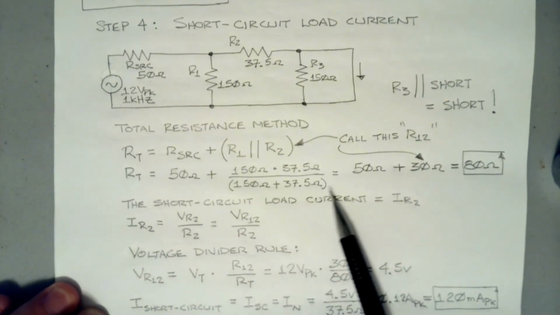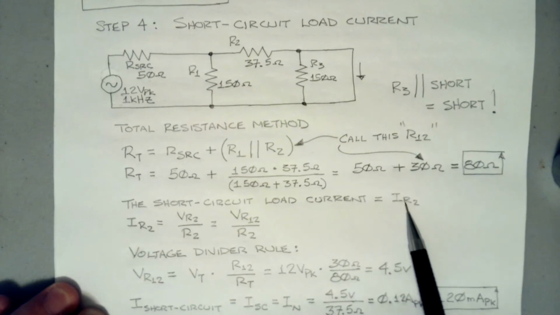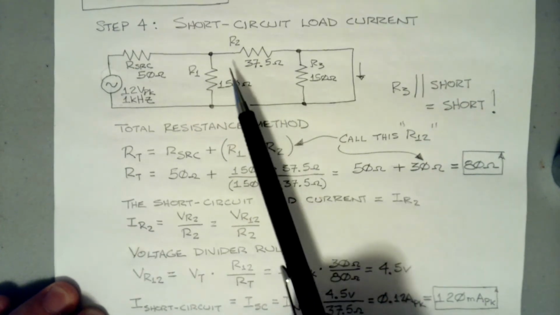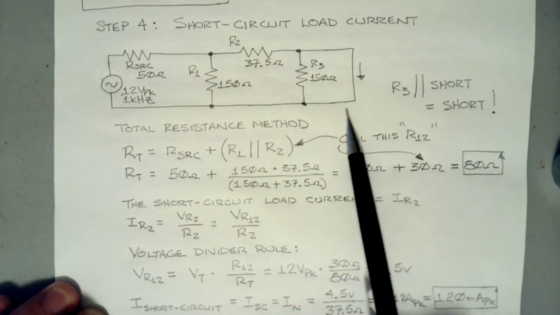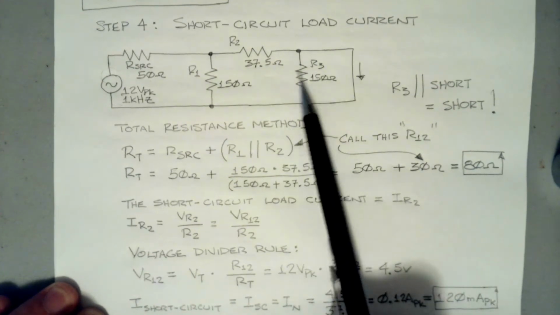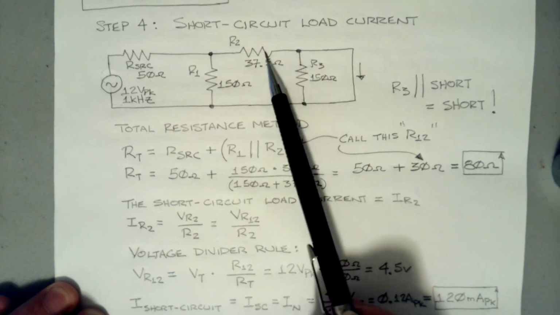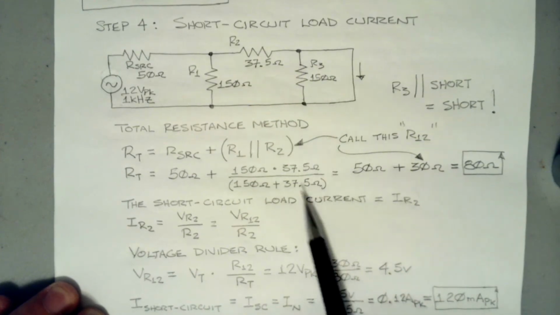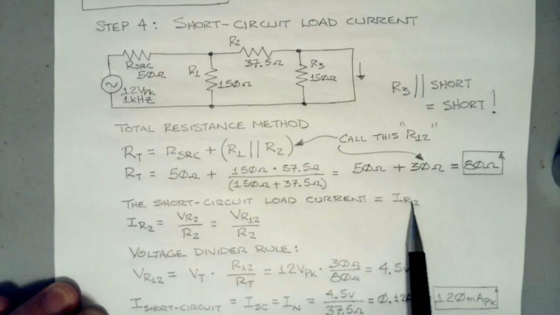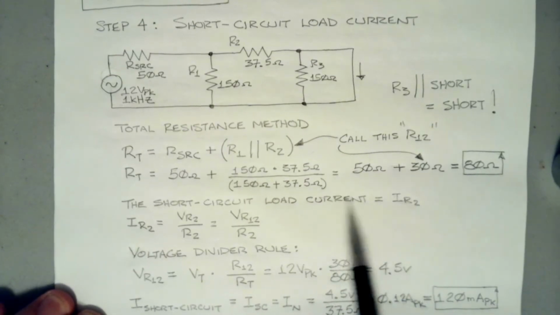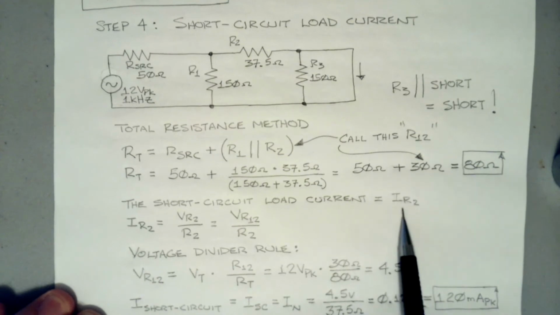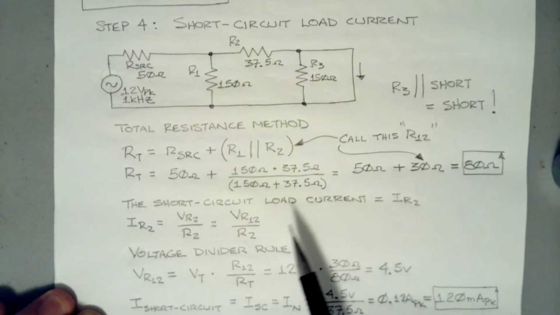The short circuit load current is equal to the current through R2. All the current flowing through R2 is going to go through the short, because the load is completely shorted out. So if we can find the current through R2, we've found the short circuit current. In essence, it's the load that's short circuited.